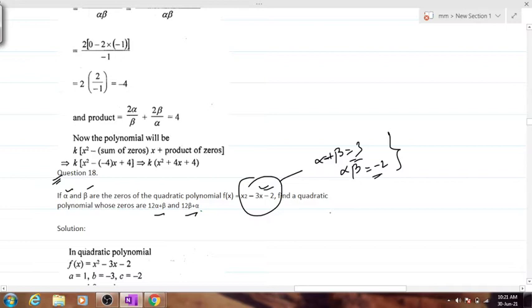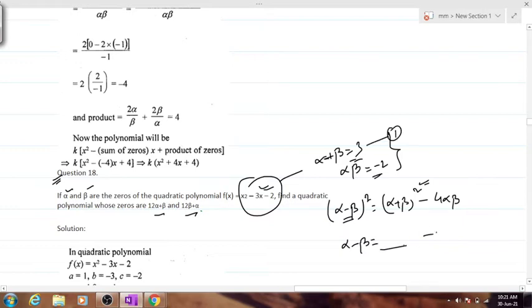Anyone? First of all, you have to calculate alpha minus beta. How will you do that? The easiest way to do this is, alpha minus beta whole square equals alpha plus beta whole square minus 4 alpha beta. Substitute in this equation, you will get alpha minus beta. Once you get alpha minus beta, this will be equation 1, this will be equation 2. You solve this by elimination method to get alpha and beta.